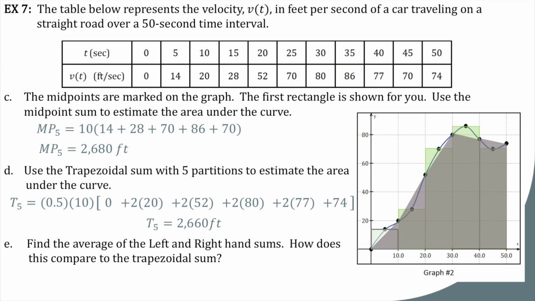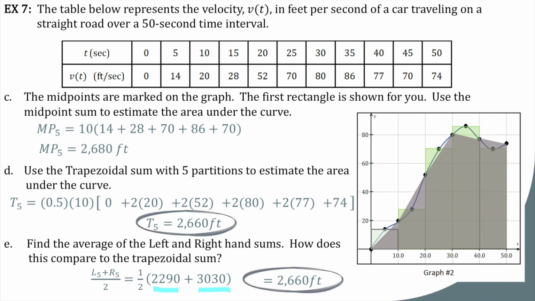Now, just for fun, let's find the average of the left and right hand sums. How does this compare to the trapezoidal sum? Well, the average of the left and right is 2,290 plus 3,030 divided by 2, which is 2,660. Look at that. All of this is going to be the basis for some really cool stuff we're going to be doing throughout Unit 6.